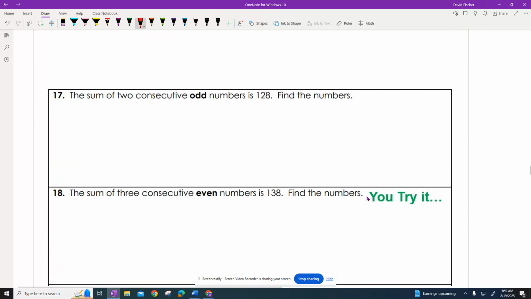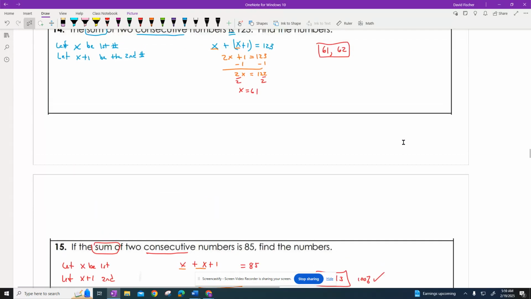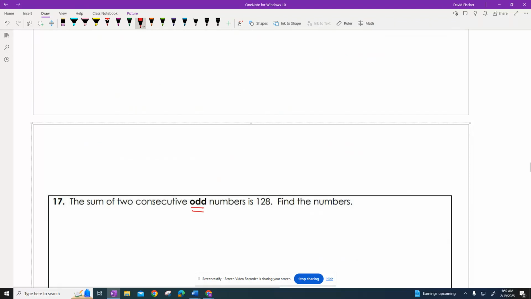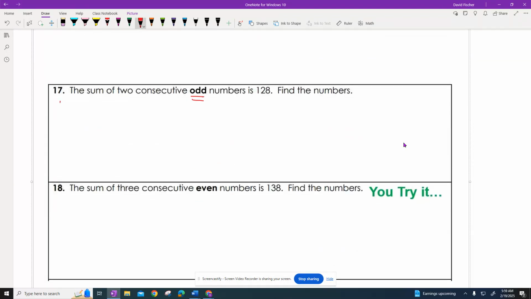Even though I'm doing two consecutive odd numbers, that means one odd number added to a next odd number in order, I have that same pattern up here. When we go back to our patterns, an odd was this first one was an x, the second one's an x plus 2, because if I had 3 there, 3 plus 2 is 5. And so we can use that same pattern down here. We're going to say let x be first number. And then let x plus 2 be the second number.